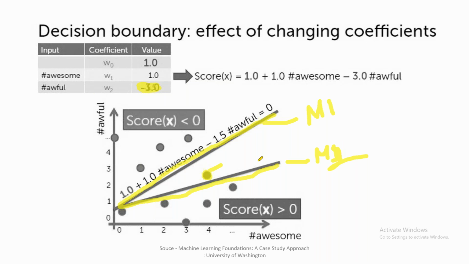But if you see M2, this point lies above the M2 line, and if this point lies above the M2 line, this means this particular sentence has a negative review, which is incorrect, right? So M1 is predicting every review correctly. If it is negative, M1 predicts negative, and if it is positive, M1 predicts positive. Whereas M2 is not able to classify all the negatives and positives correctly, so it has misclassified this data point as negative. That is why M1 is a better classifier than M2.